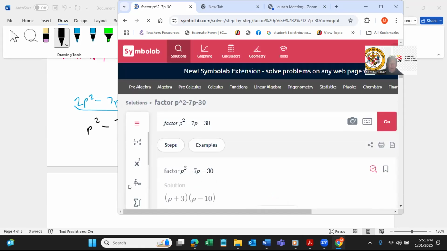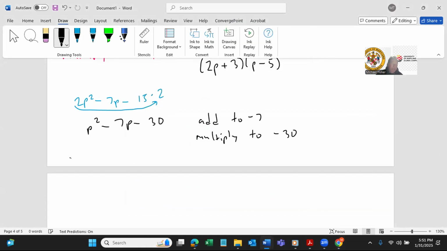And we get p plus 3 times p plus 3 times p minus 10. And those should actually work out. And here's what we do now. So we move the 2, so we're going to divide both 3 by the 2 and negative 10 by the 2. And then it becomes p plus 3 over 2 times p minus 10 over 2 is 5.